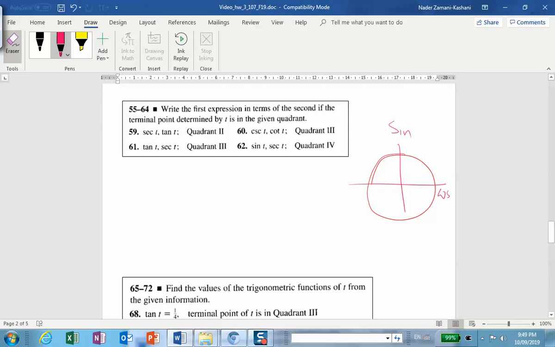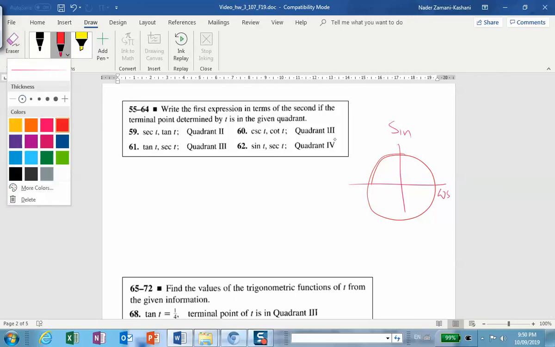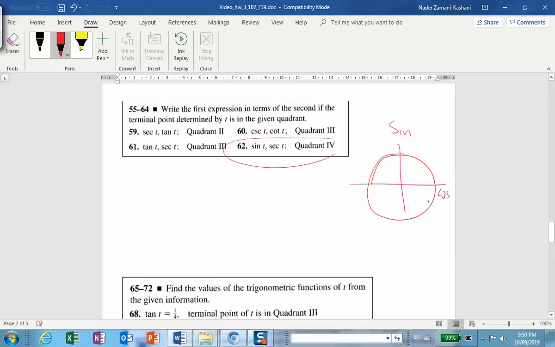Okay, so we're doing this one. We are in quadrant 4. There is quadrant 4. And it says write sine in terms of secant. Okay, so what do we know? Sine of t is equal to square. Well, let me do it like this. Let me do it a different way.